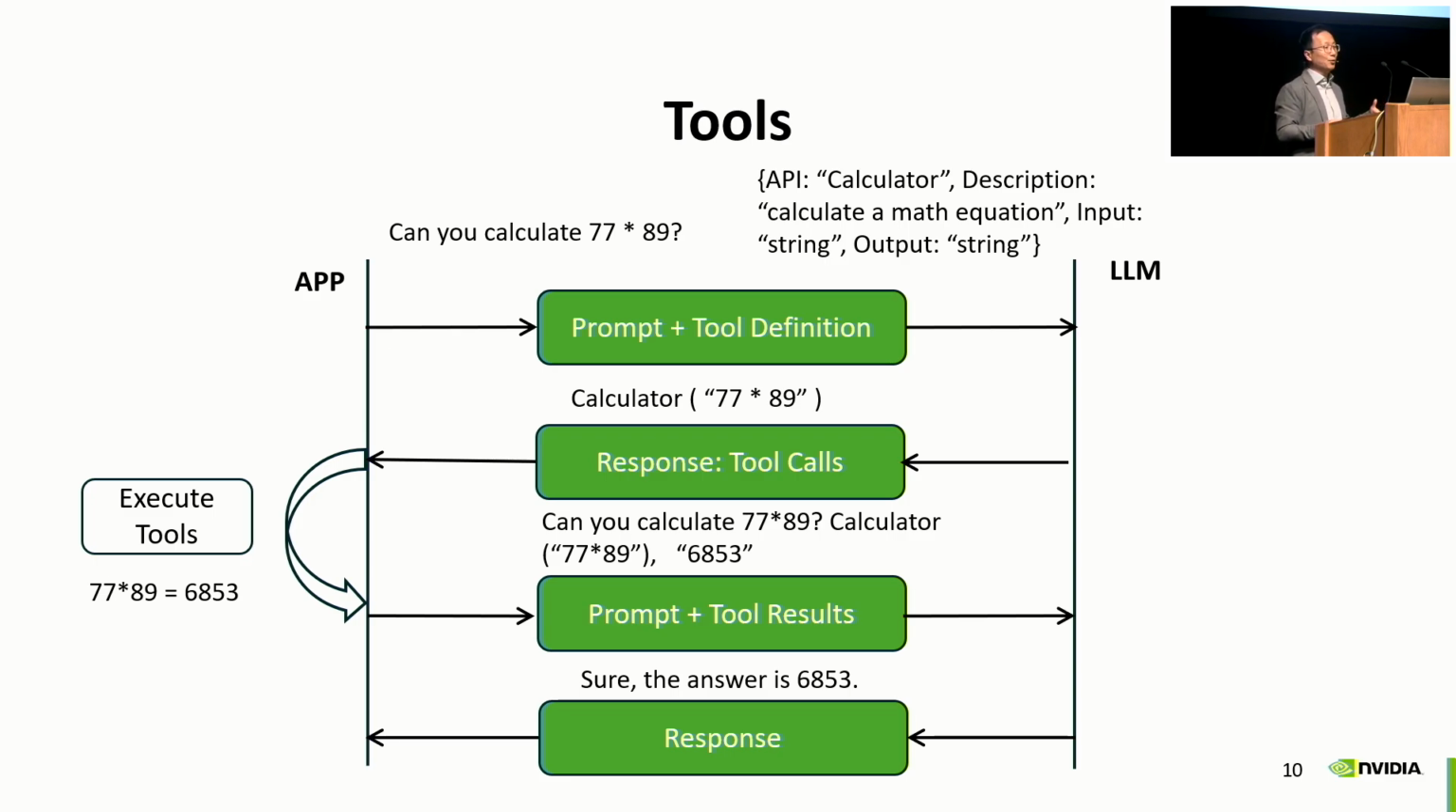So the procedure of doing function calls is like this. In the beginning, the application will send the prompt as well as the definition of the tool to the LLM. For example, if the prompt wants to calculate a multiplication, then the tool is a calculator, the description is calculate a math equation, and the input is a string, the output is a string. Then the LLM can return the function call specifications. Then the application will execute the tool and return the results back to the LLM, and the LLM can then send the final results back to the application.